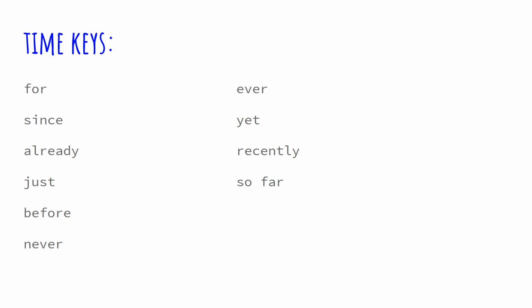The time keys we use in present perfect tense are for, since, already, just, before, never, ever, yet, recently, and so far. If you want more information about these time keys and want to know how we use these in sentences, you need to watch the present perfect tense 2 video.